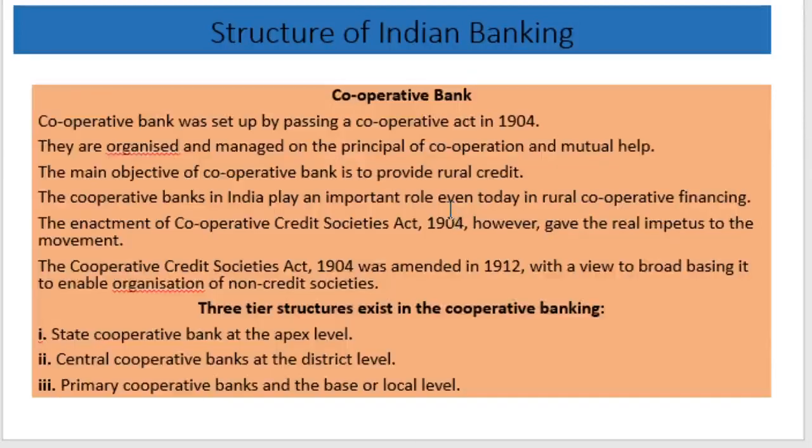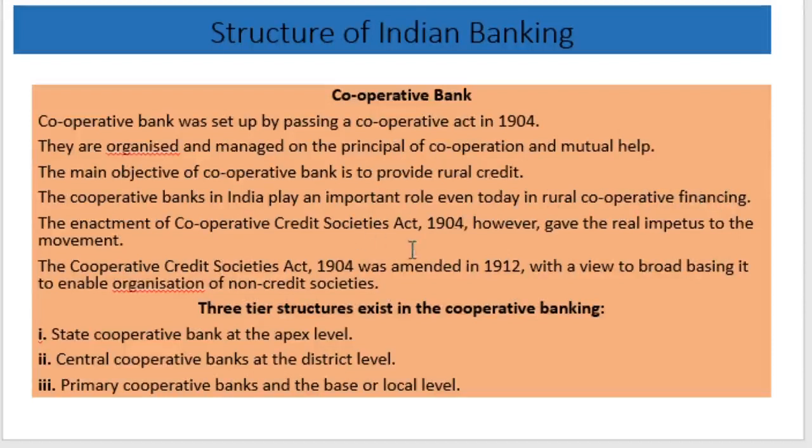The next category of scheduled banks is cooperative banks. Cooperative banks were set up by passing the Cooperative Act of 1904. They are organized and managed on the principle of cooperation and mutual help. Their main objective is to provide rural credit, and they occupy an important role in rural cooperative financing.